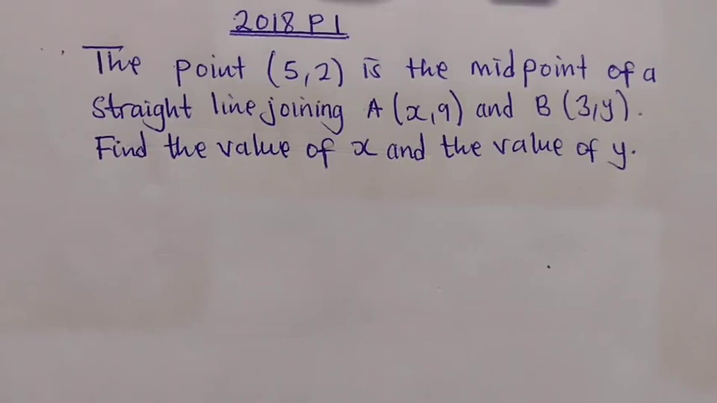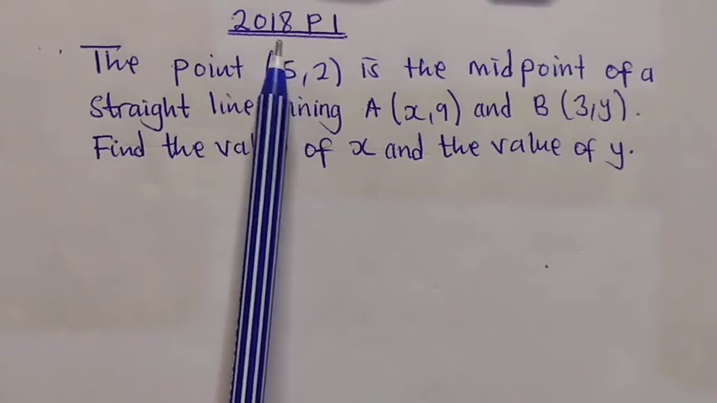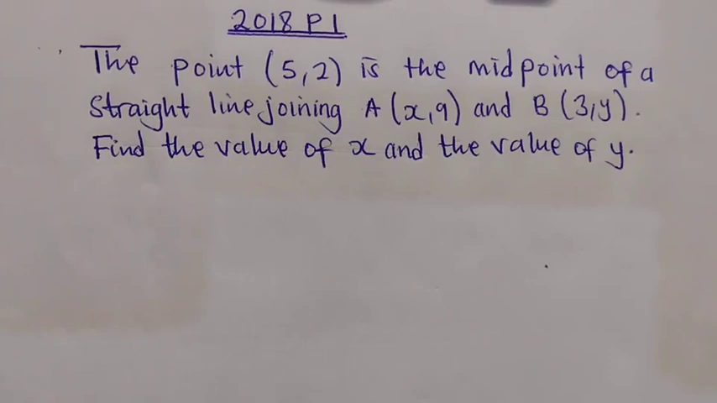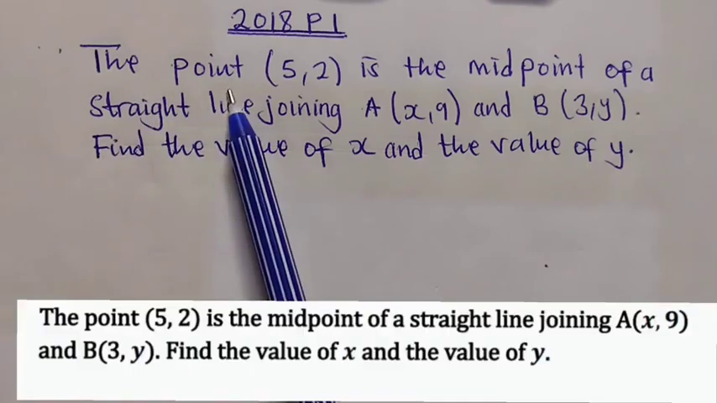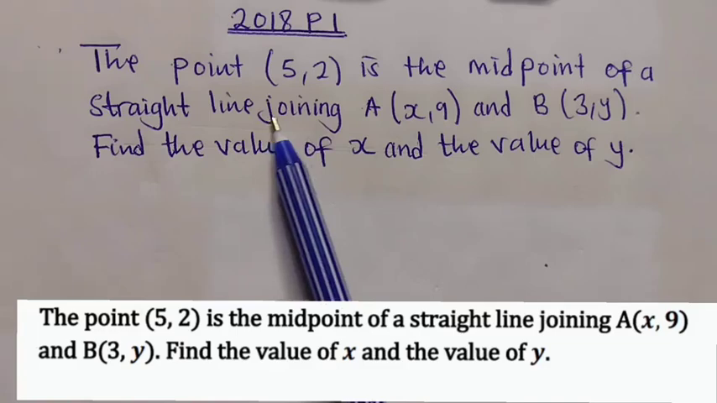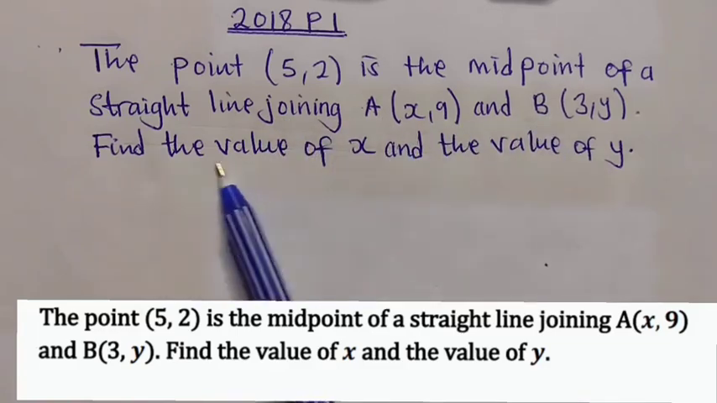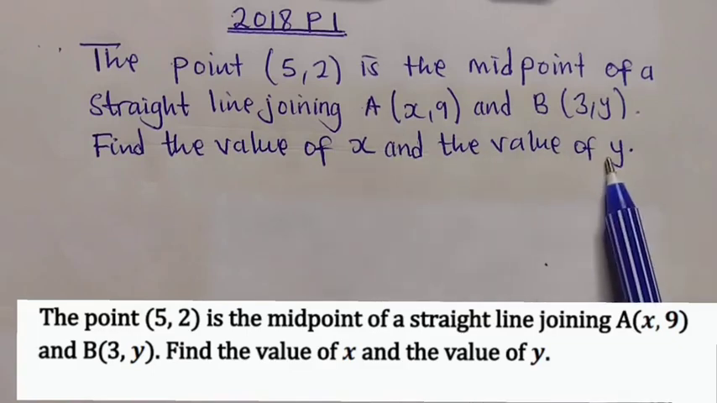In this presentation, I want us to answer a question that came in Mathematics Paper 1 for 2018, for internal candidates. This question is coming from the topic called coordinate geometry. The question reads: the point (5, 2) is the midpoint of a straight line joining point A and point B. Find the value of x and the value of y.